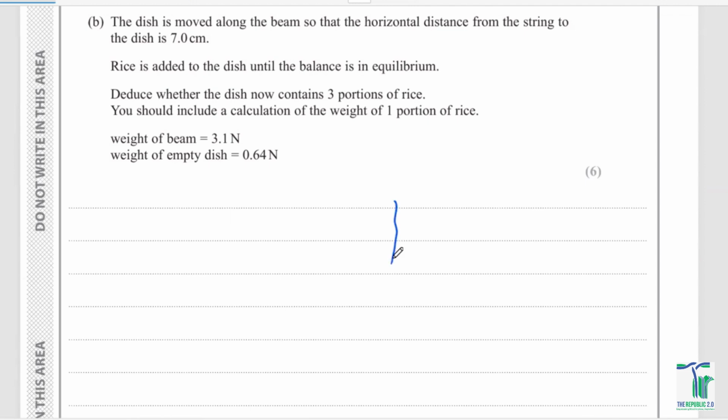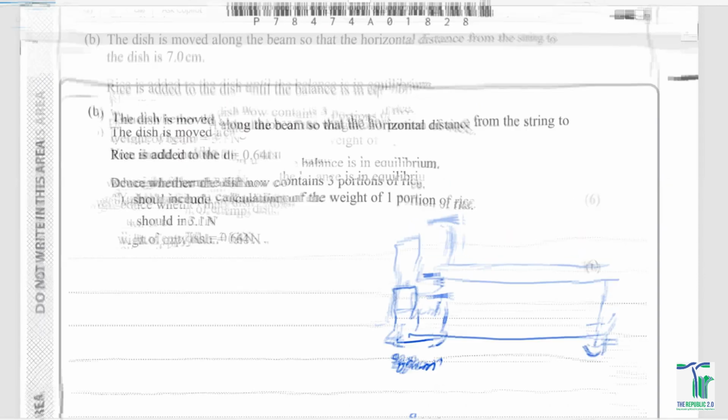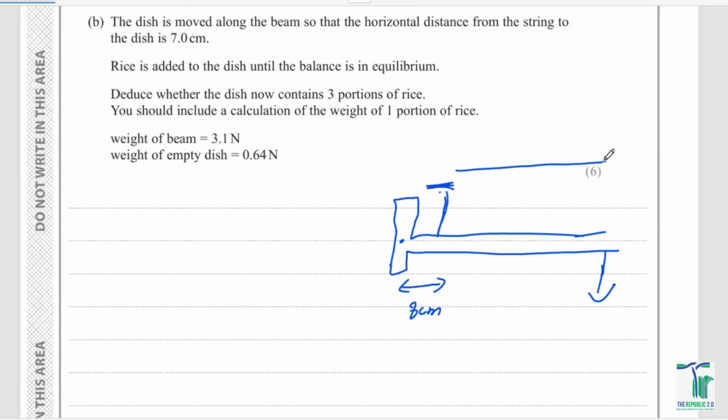Okay, now in the next part, I've been given that the dish is moved along the beam. So for example, if that was the beam, if I could just draw it, the dish was moved. Originally there was a string, and that was the center of gravity. Between the center of gravity and the string, the original distance was 8 centimeters. Originally the dish was hanging up here, and the distance between the string and the dish was 25 centimeters. So what we have done now, we have pulled this dish somewhere over here, and now the distance between them is 7 centimeters, right? So we have got this 7 centimeter as the final distance.